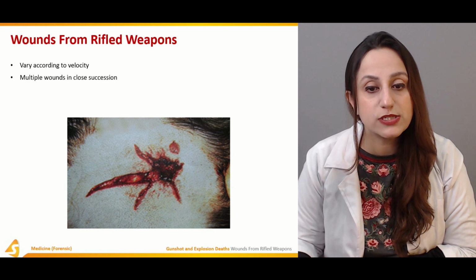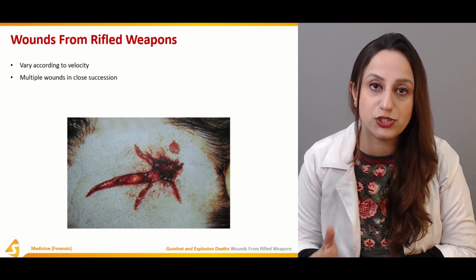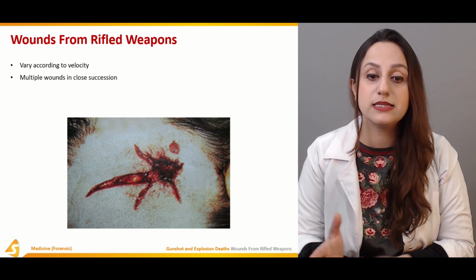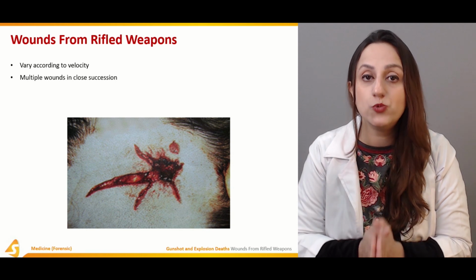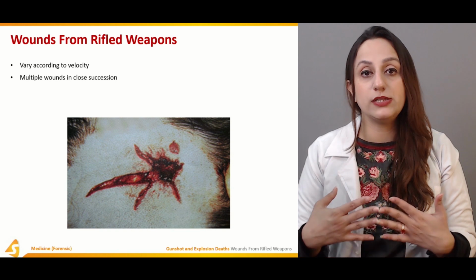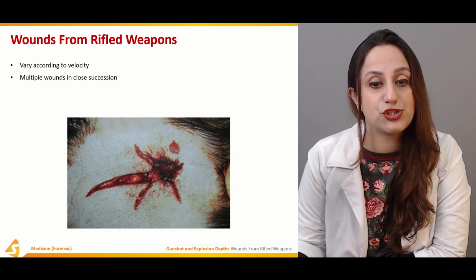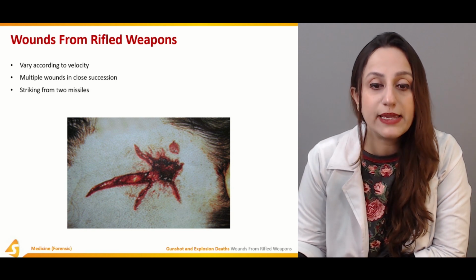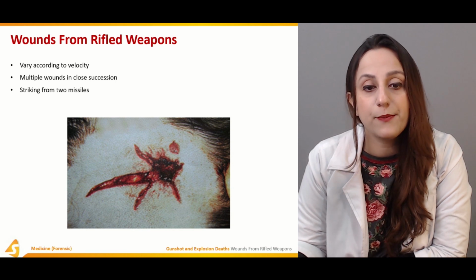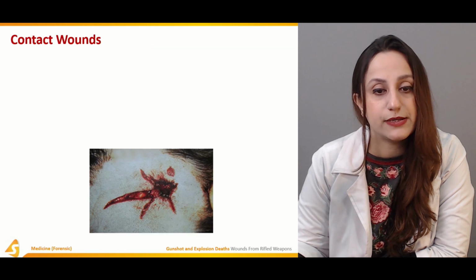Now, the multiple wounds in close succession. There can be multiple firearm injuries, and in succession they can cause a lot of damage. These multiple wounds can be more damaging to the human body, especially in the abdominal or thoracic region, because a lot of vital organs can be damaged in these regions. And the striking from the two muzzles is again very important. This is included in the compound injuries that can be caused by rifled firearms.